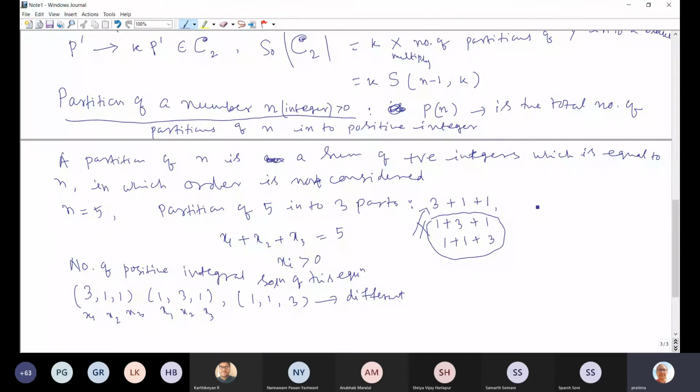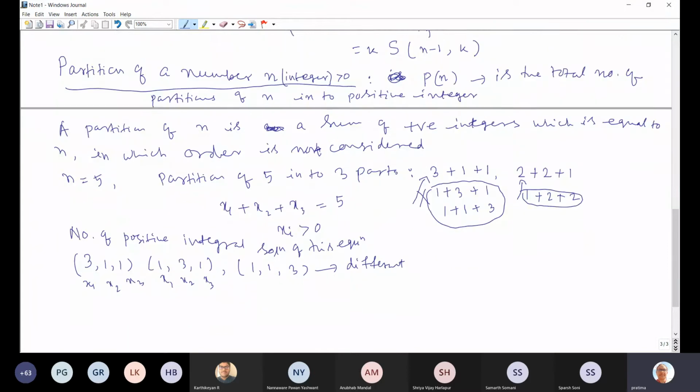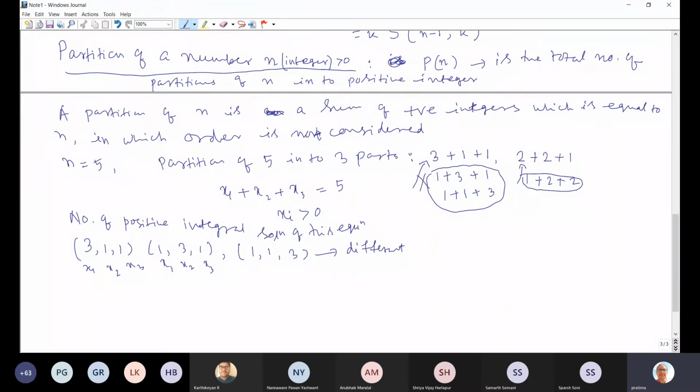Therefore, the other possibility is 2 plus 2 plus 1 only, right? We will not have any other partition of 5 into 3 parts, because I have told you these are all the same, that 1 plus 2 plus 2 will not be considered as different. This is the same as that one. So for the partition of 5 into 3 parts, we are getting only these 2.